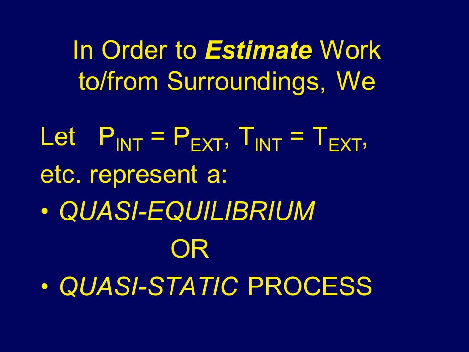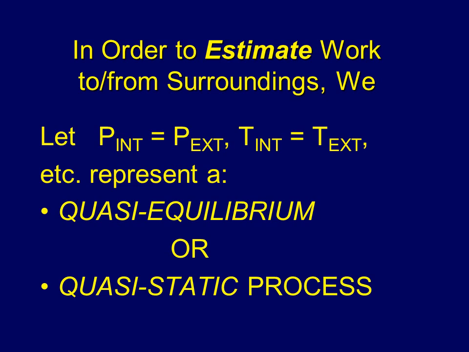In order to estimate work to and from the surroundings, we'll let P internal equal P external. We'll let that represent a quasi-equilibrium or quasi-static process. Now remember, if the internal pressure is the same as the external pressure, then the piston won't move. To make things happen, you have to have a gradient, something pushing it, a gradient in pressure, so that the internal pressure overcomes the friction and overcomes the external pressure in order to move.